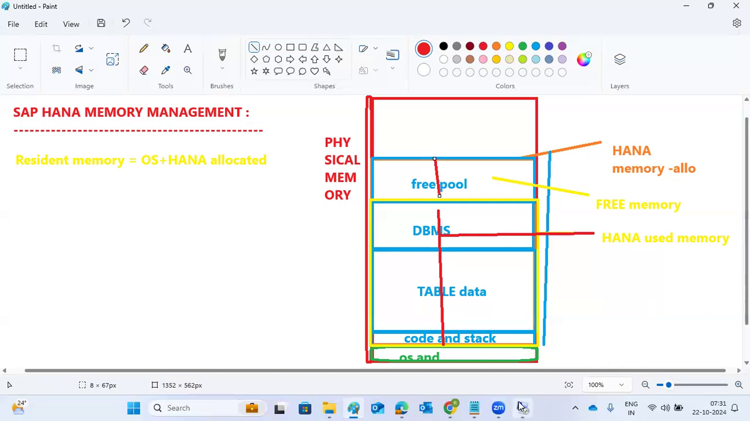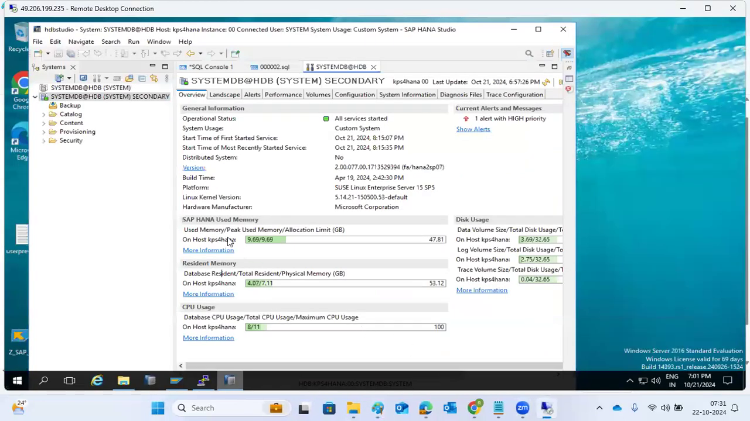Now, peak memory. What is meant by peak memory usage? Peak means the highest level of memory it is using. HANA has special used indicators. Peak used means peak hours: during most of the business hours, how much memory is used at peak per day, that measurement is displayed here. That is the peak memory.